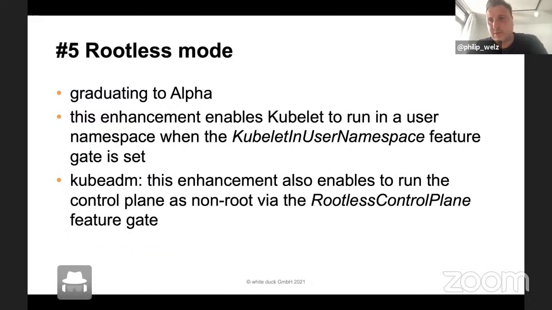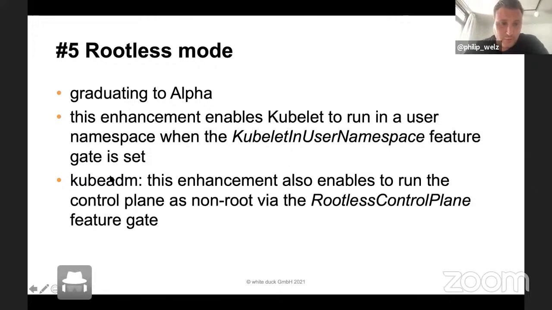When we talk about security and root and so on, there's also a cool feature graduating to alpha now. It's rootless mode. With this feature flag, you can let the kubelet, which is the core binary of Kubernetes, run in the user namespace of the Linux kernel. And so you have a kubelet which is really independent and not running as root. The user namespace, for people who don't know it, is a kernel feature where you run as a user with fake privileges. So the user thinks he's root, but he isn't root. He's running with fake privileges, but he has enough rights to create containers and so on.